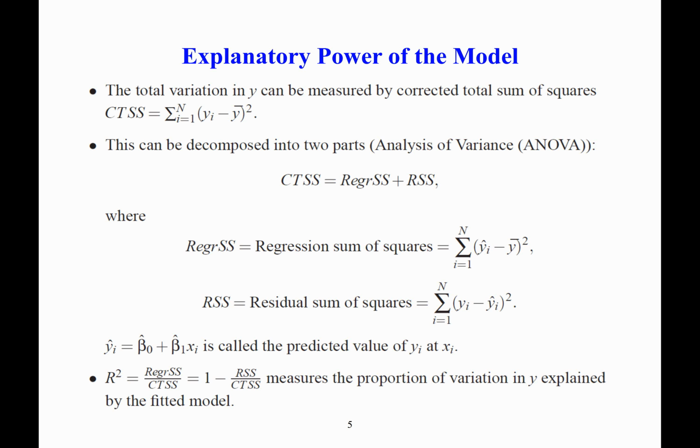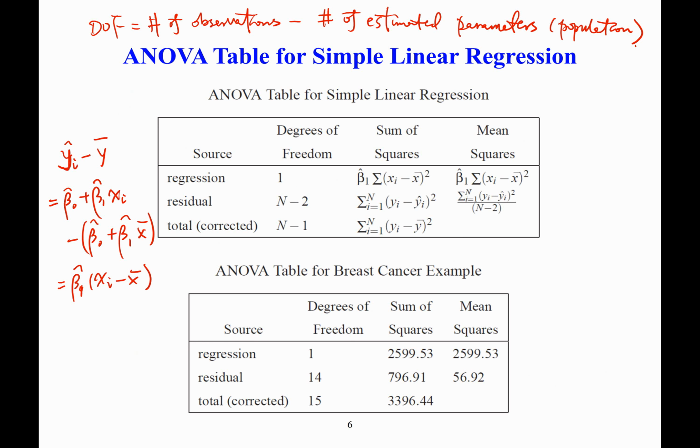This total variation can be decomposed into two parts: the regression sum of squares and the residual sum of squares. And this part is called analysis of variance, also called ANOVA. The fundamental idea of ANOVA is that we want to decompose the total variation in the data into the part that can be explained by the regression model and the part that the model cannot explain. That is the residual sum of squares.